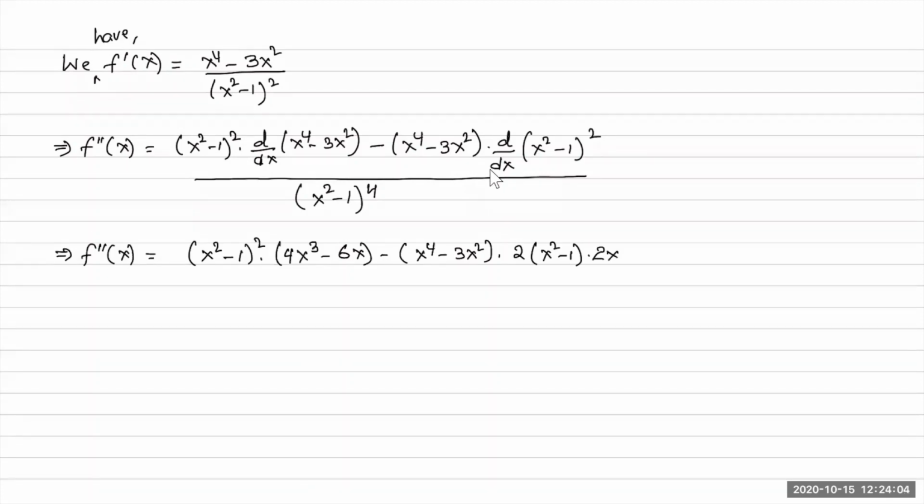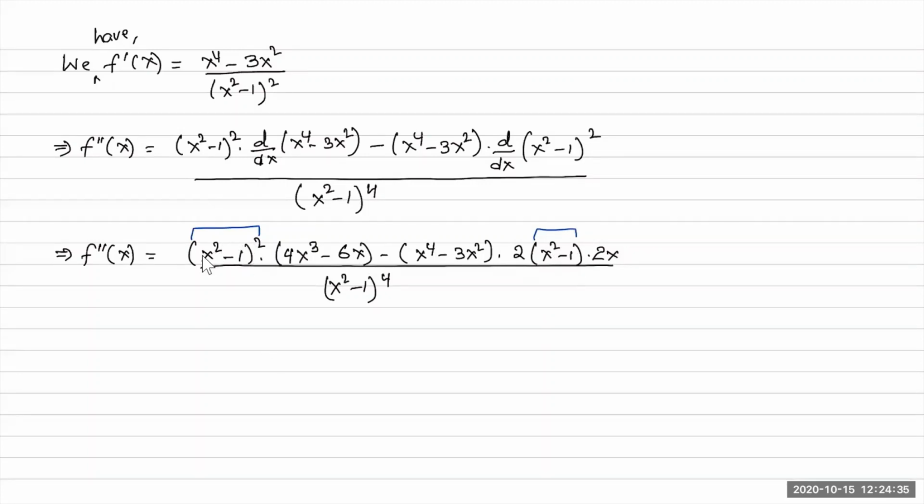2x. In the denominator, we have (x squared minus 1) raised to 4. We are going to leave it like that. Now, if you look at the numerator carefully, there is one factor that is common. Like this one, we have (x squared minus 1) quantity squared on the first term, and on the second term, here is x squared minus 1. So I can factor this out.